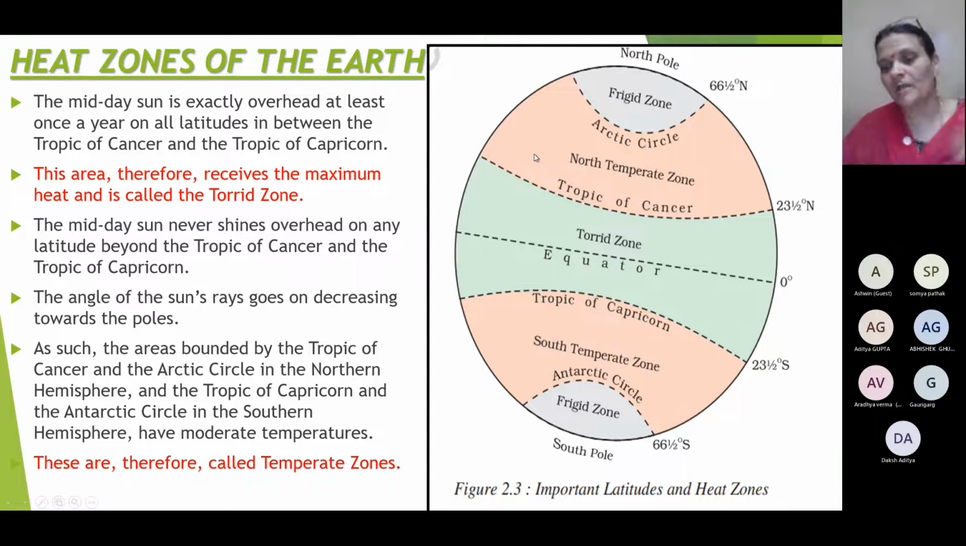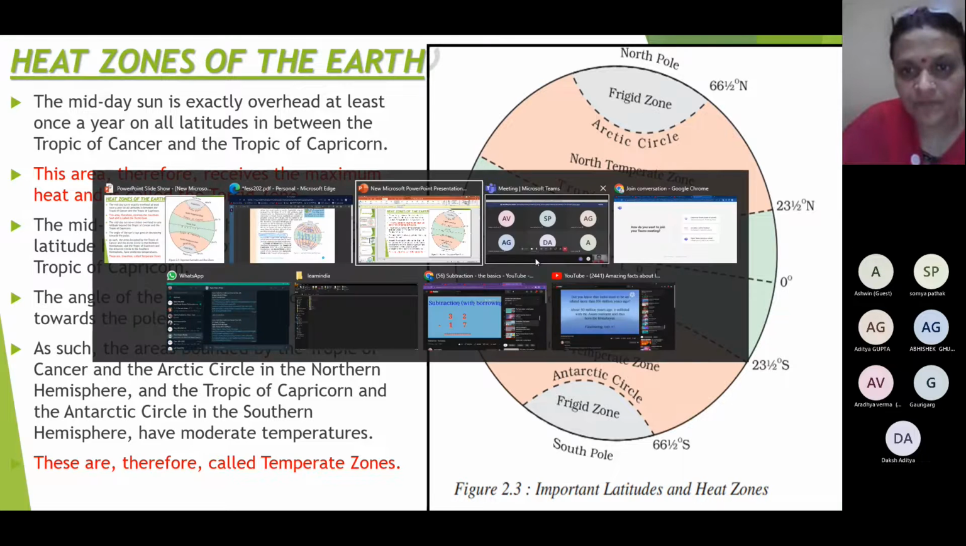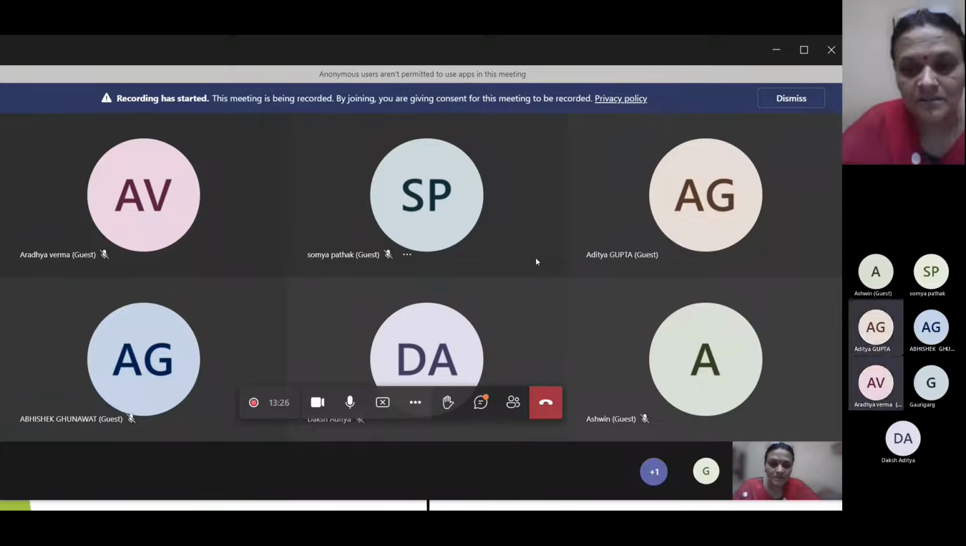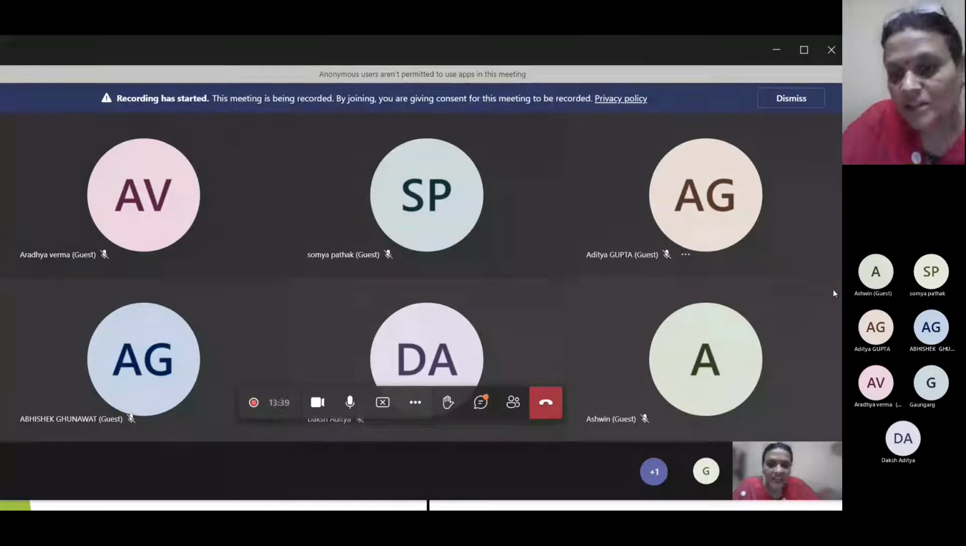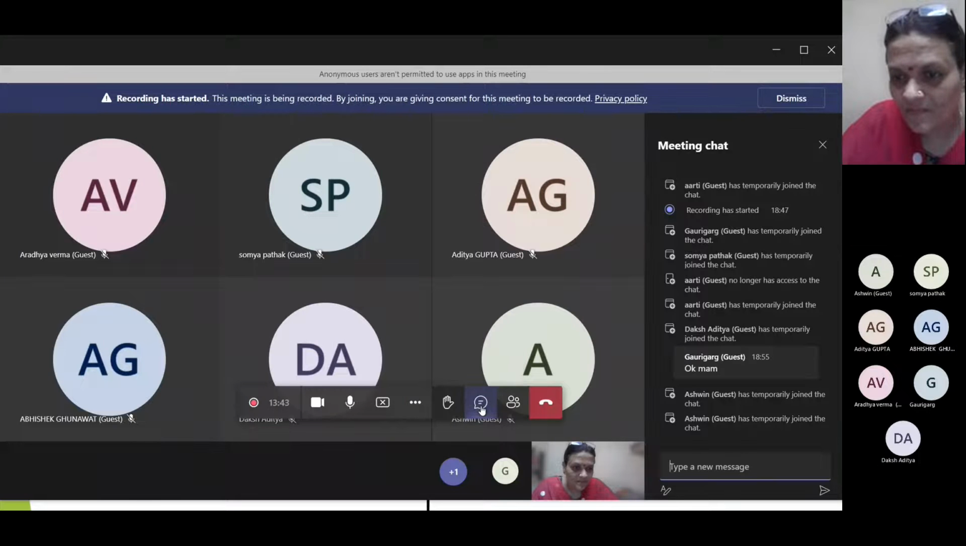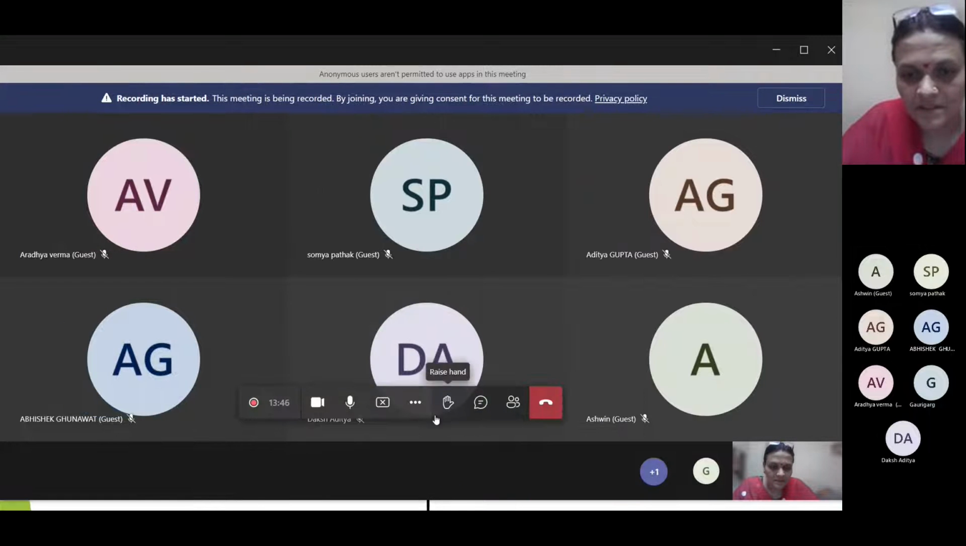If I tell you to draw this diagram, the important latitudes, and we're talking about latitudes only here, we are not talking about the longitudes. If I tell you to draw important latitudes and heat zones, can you draw? All of you, will you be able to draw? Aditya said yes. Who else said yes? Who has not understood this? Has anyone not understood this part?